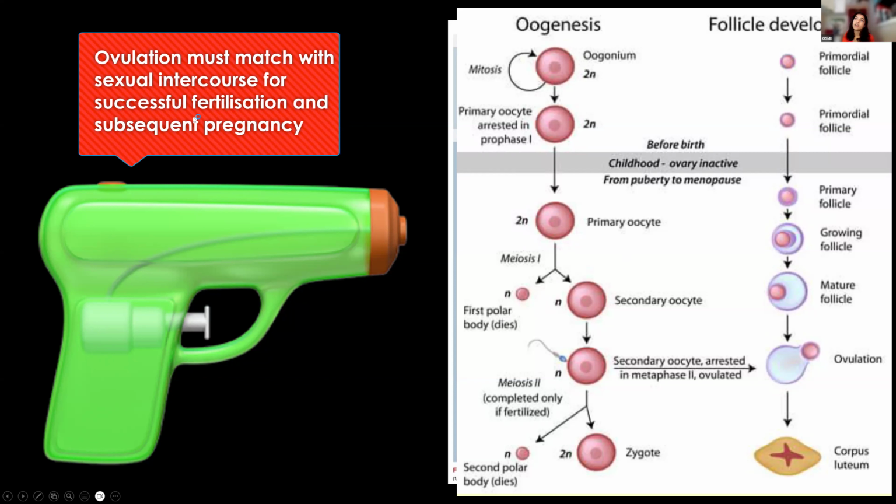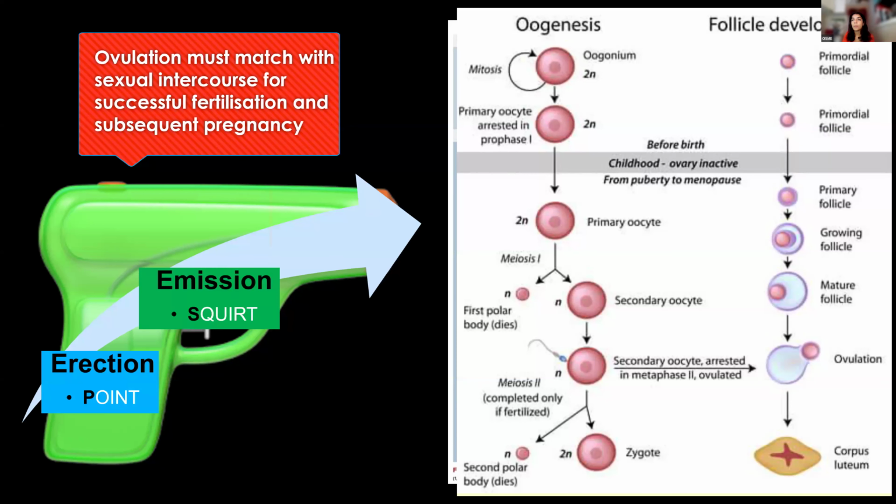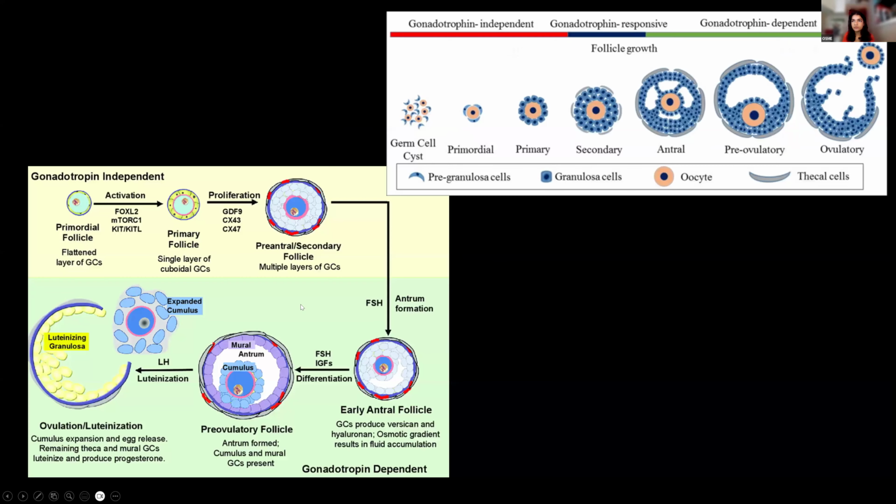As I was saying, ovulation has to match up with sexual intercourse. I don't know about you guys, but I was taught with point, squirt, shoot, which outlines the different stages. First, erection is parasympathetic, vasodilation, PNS. Then emission is sympathetic, and then ejaculation is somatic.